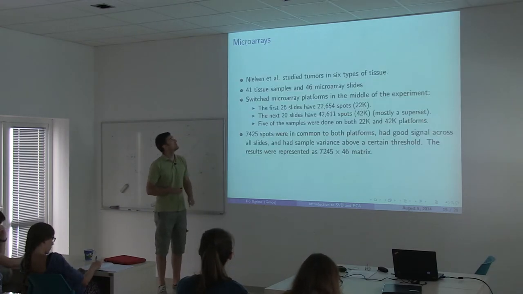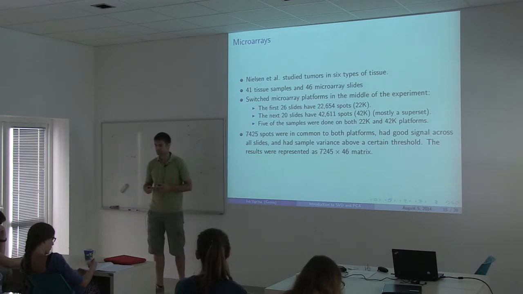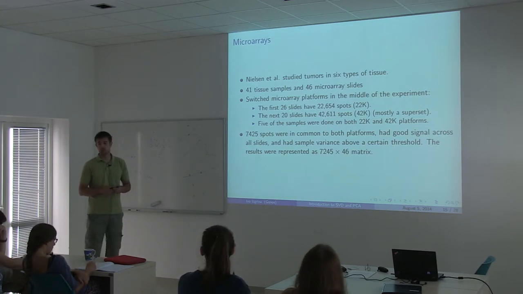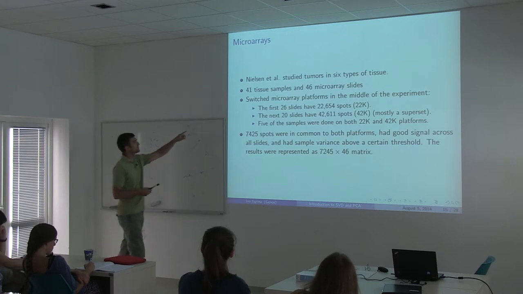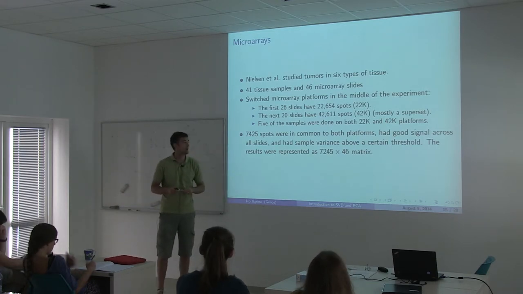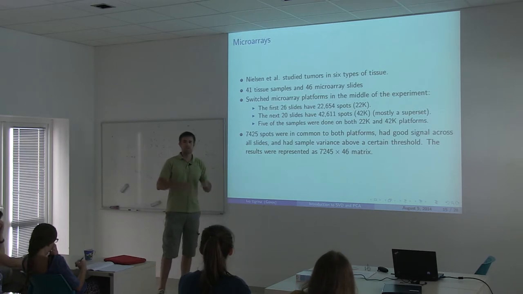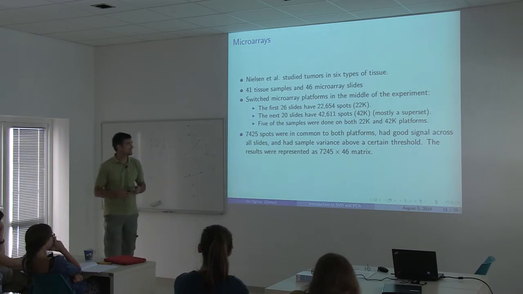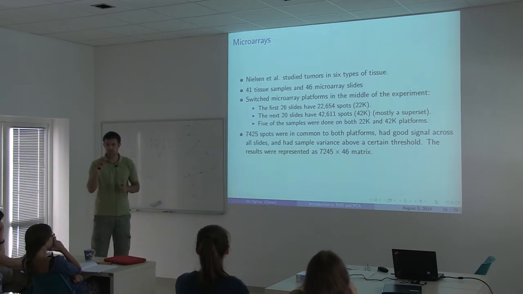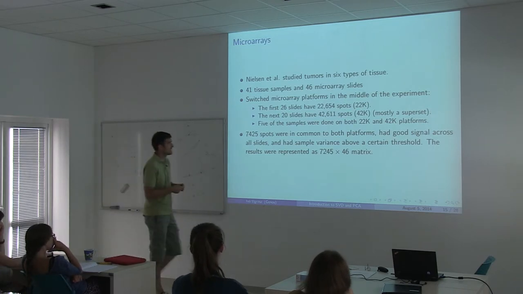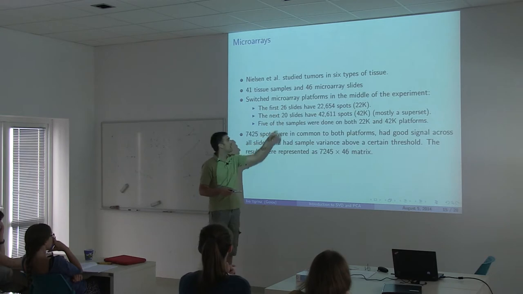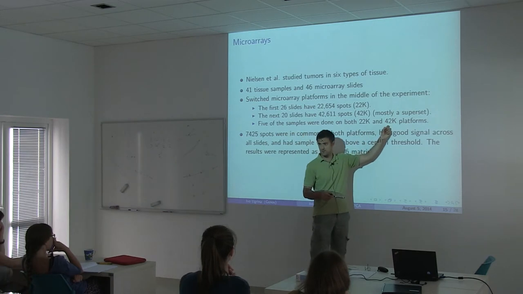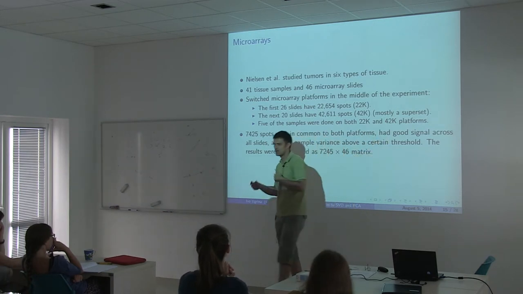An example. So, we have microarrays, and some guys studied tumors in 6 types of tissues. There were 44 tissue samples and 46 microarray slides. What happened to them? They switched from one instrument to another instrument in the middle of the experiment. So basically the first 26 slides have some spots and the next 20 slides have more because they changed the instrument. 5 of the samples were done on both 22K and 42K platforms. Okay, so they can check for the error and such things.